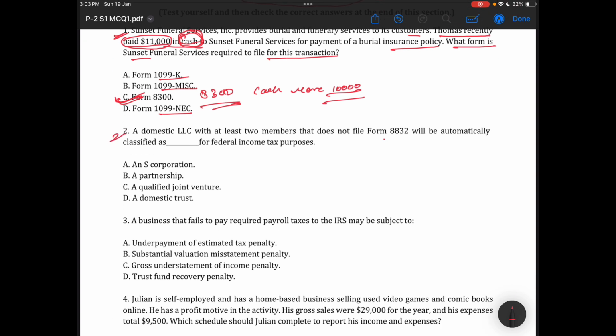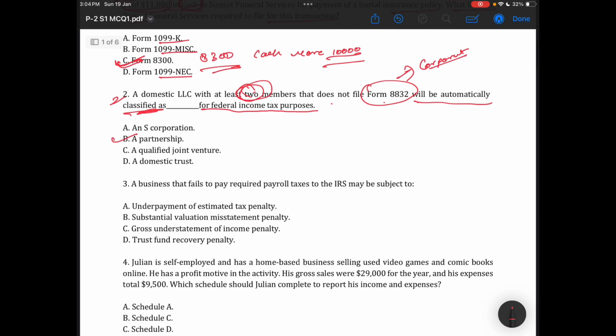The second question is about a domestic LLC with at least two members that does not file Form 8832. Basically, Form 8832 is used if any entity wants to file tax as a corporation. So it has to make the election and file Form 8832. I think you might be aware of Form 8832; I'll discuss it later. Otherwise it will be automatically classified for federal income tax purposes. So the correct answer here, with at least two members, is partnership.